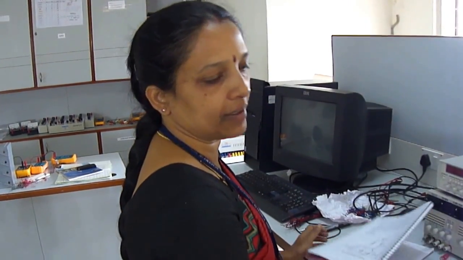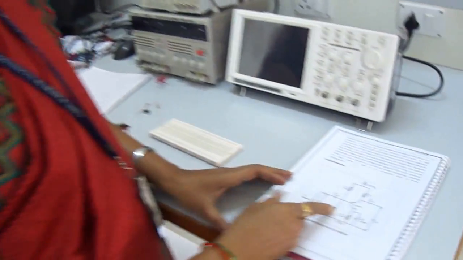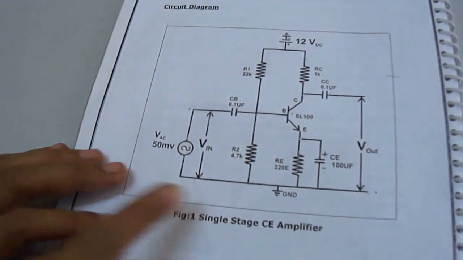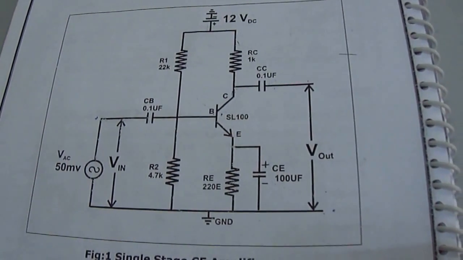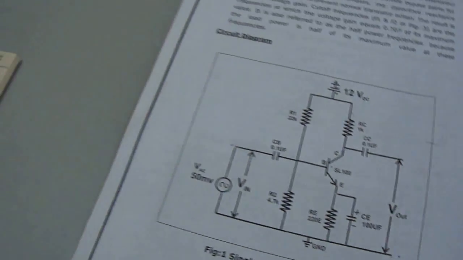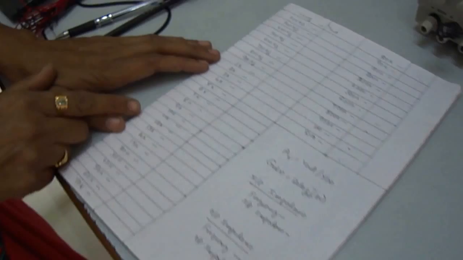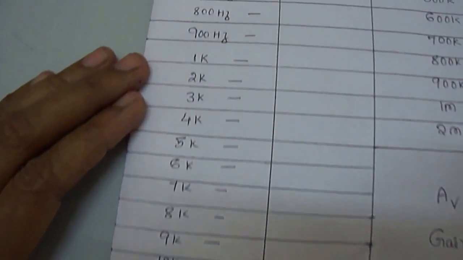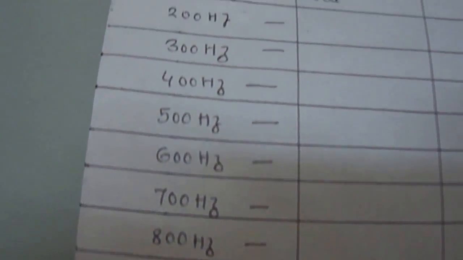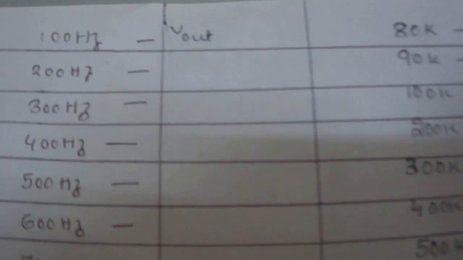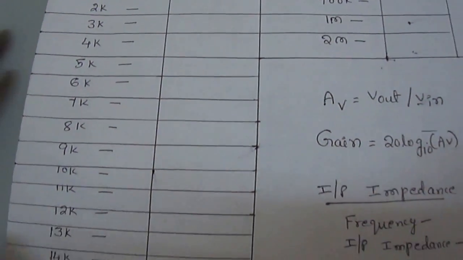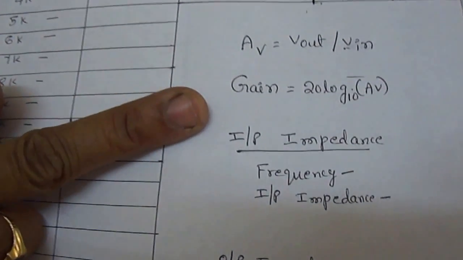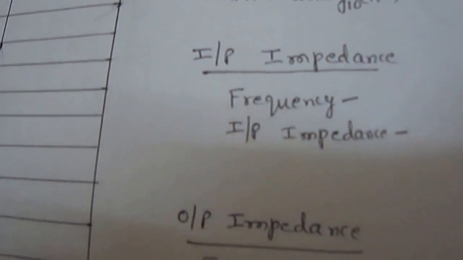Good morning. Today I am going to demonstrate a CE amplifier experiment. This is the CE amplifier circuit, and this is the tabular column. In this also we have to find out the average gain, input impedance and output impedance.